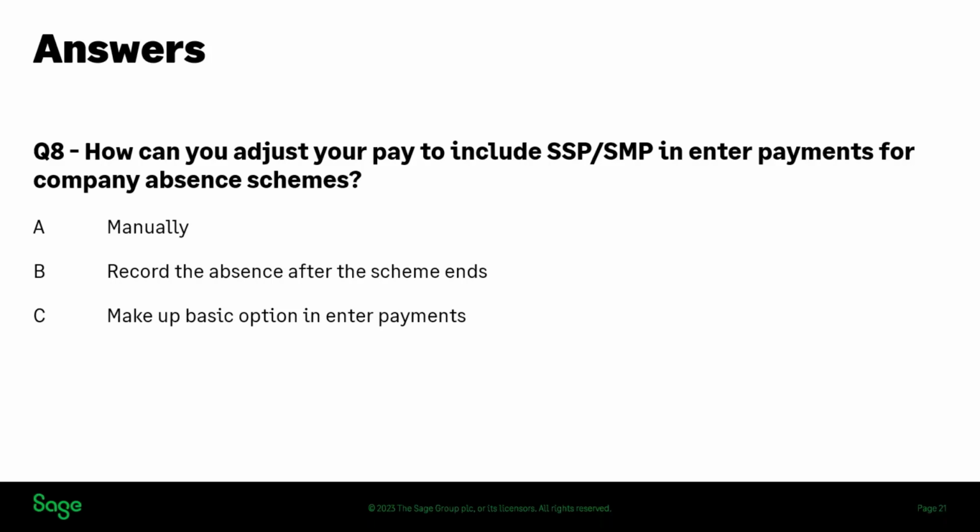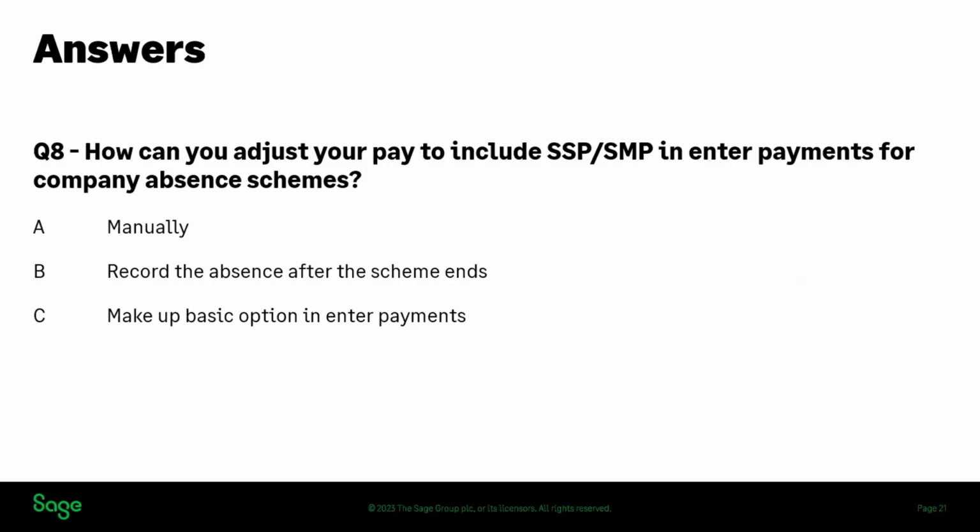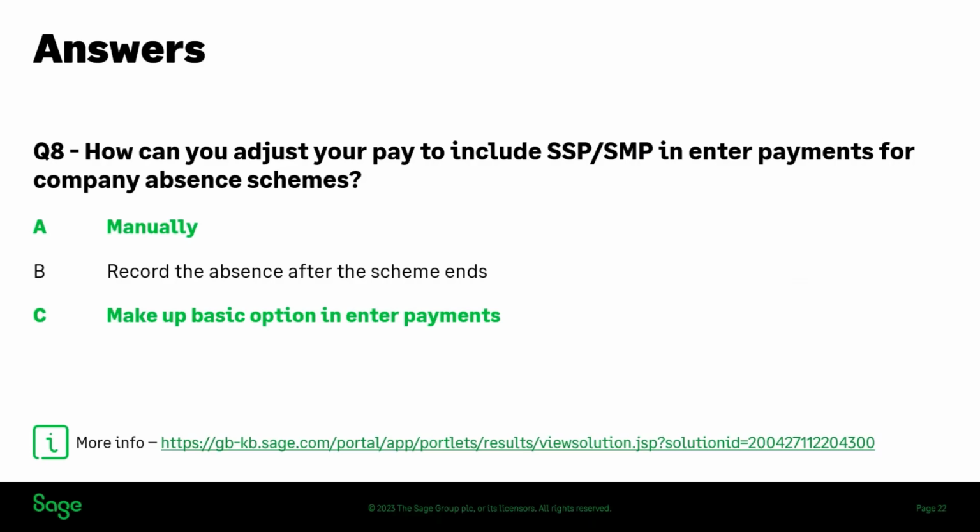So once more, I'm going to reveal the results, and then we'll bring Duncan in to see who got it correct. So we have, again, 2 big majorities here, 87% and 85%, respectively, saying manually or make up basic option in enter payments, with 4% going with the record the absence after the scheme ends option. So again, Duncan, can you let us know which are the right answers? Yep, they got it spot on. So the answers there were either manually or using the make up basic option in enter payments.